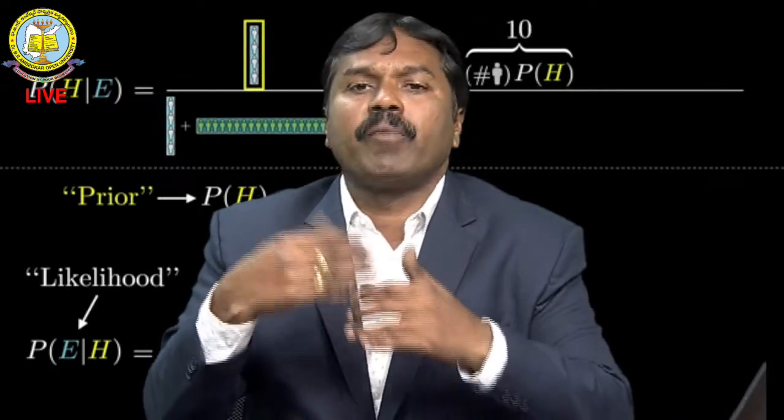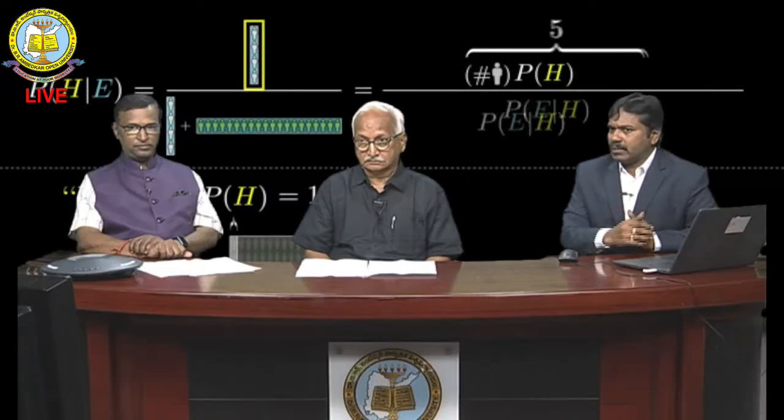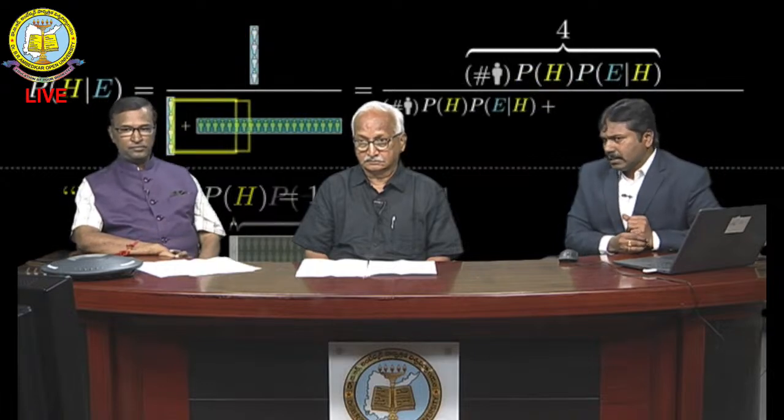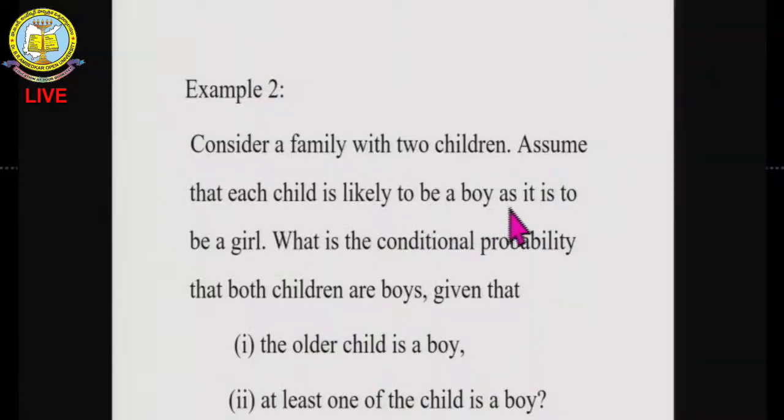Let us go for one more example for more clarification of the students, with the terminology changed a little. Consider a family with two children. Assume that each child is as likely to be a boy as a girl. What is the conditional probability that both children are boys, given that the older child is a boy?